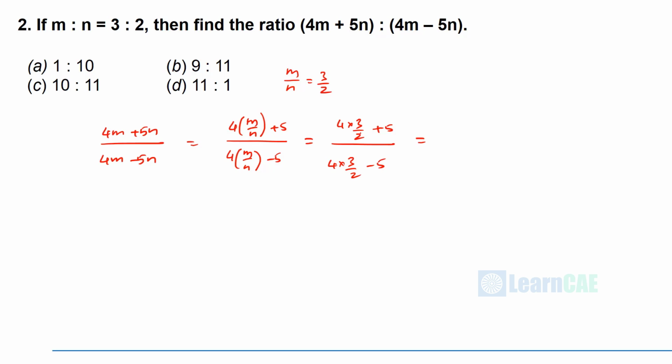So, this will be equal to 2 3s are 6. 6 plus 5 is 11. And in the denominator it will be 2 3s are 6. 6 minus 5 is 1. So, this is 11 is to 1. So, the answer is D.